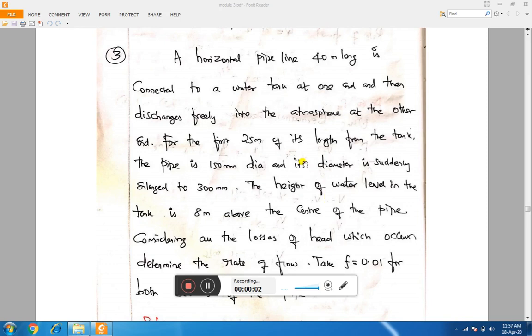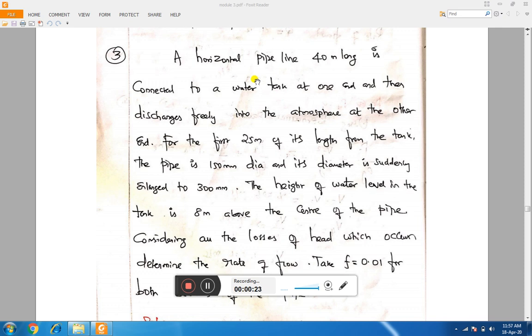Now let us see a problem in which major losses and minor losses are clubbed together. So all the losses are included in a single problem. So this is going to be a very important problem. We used to call this problem the 8-meter problem. Okay, so let us see this problem, which will cover all the previous chapters that we have discussed.